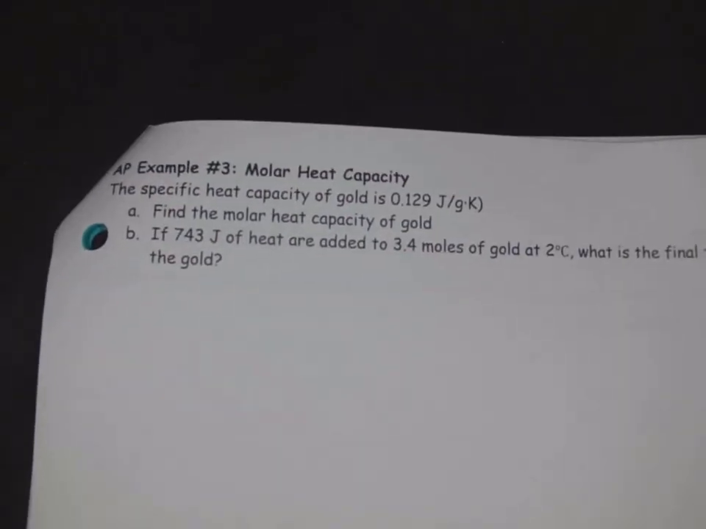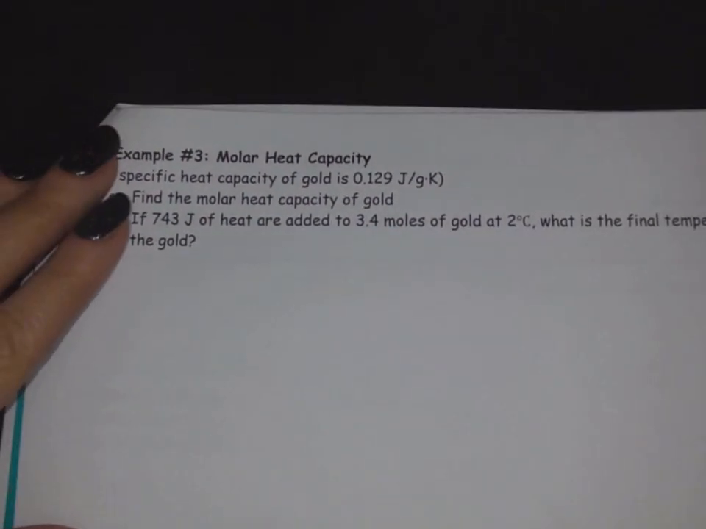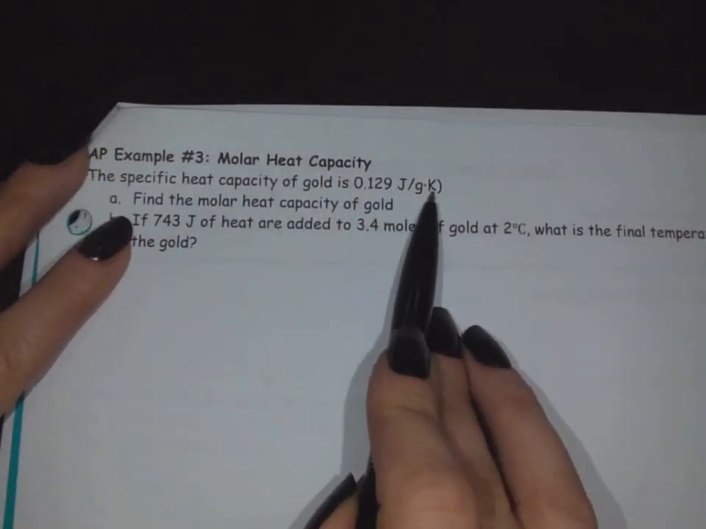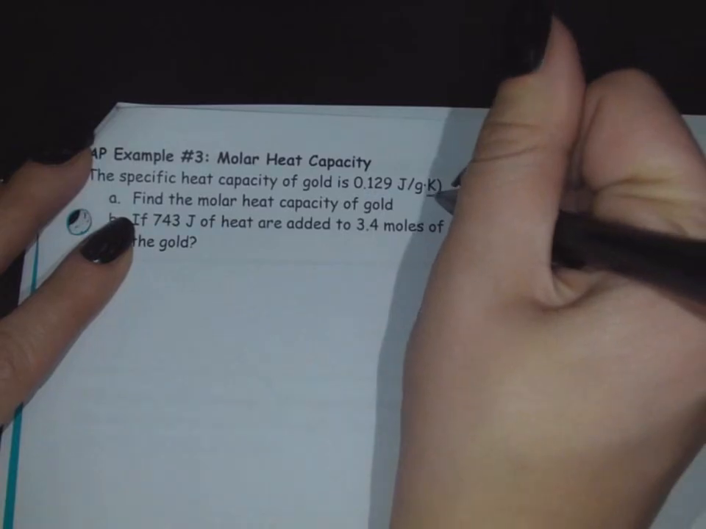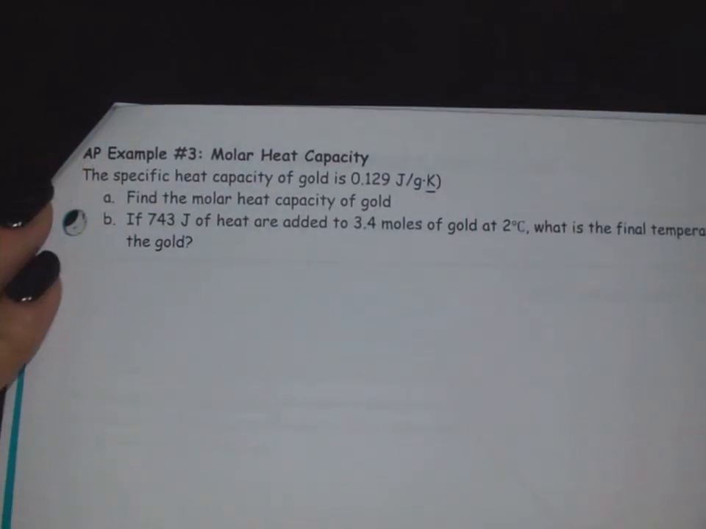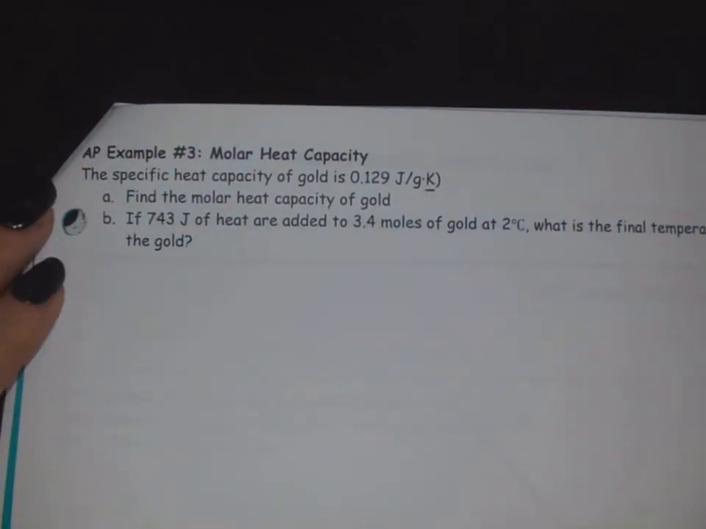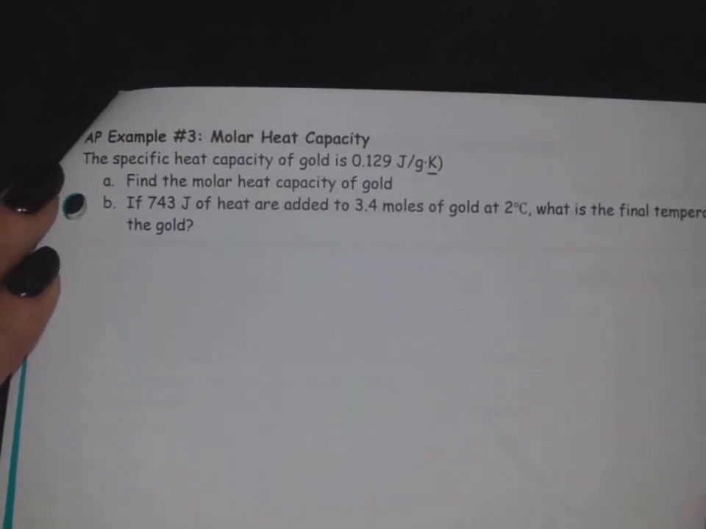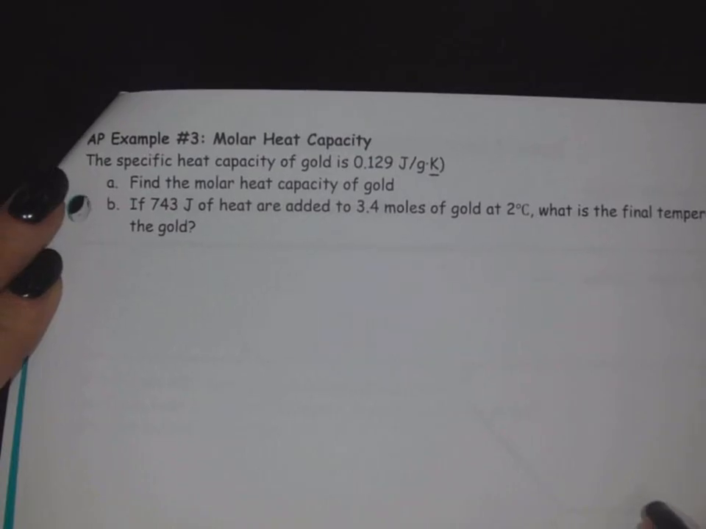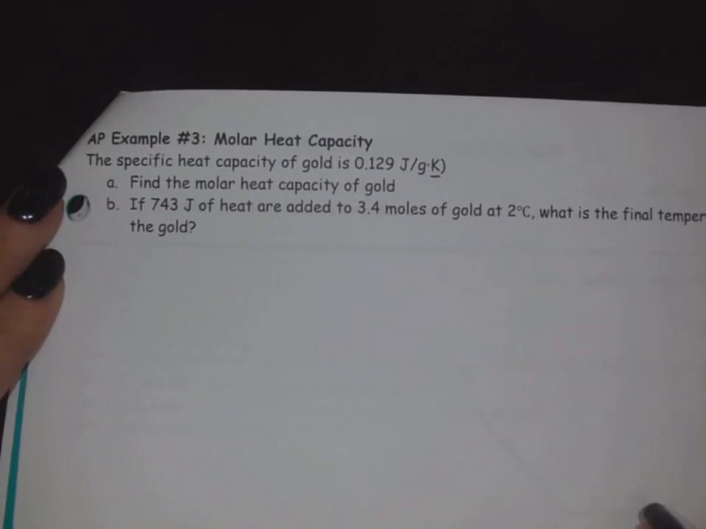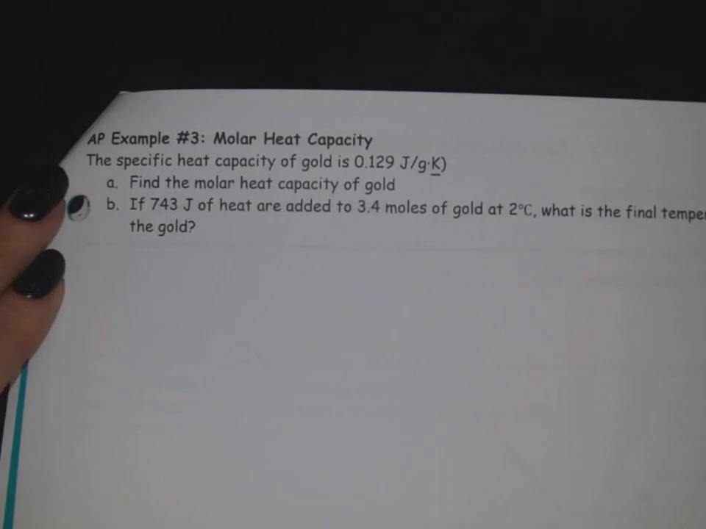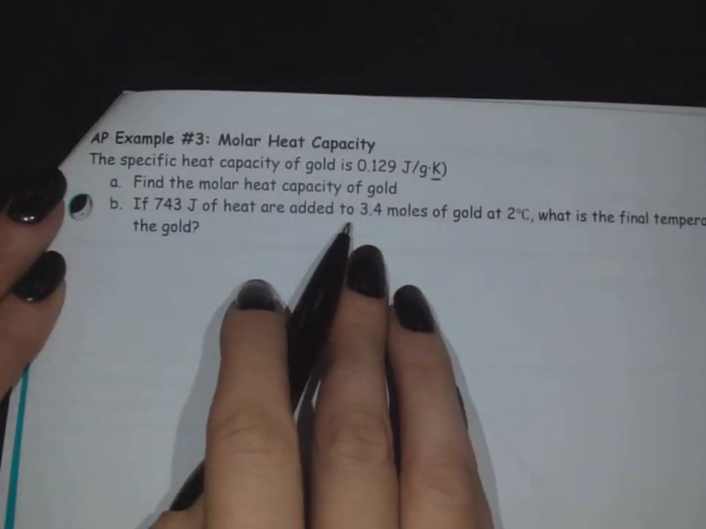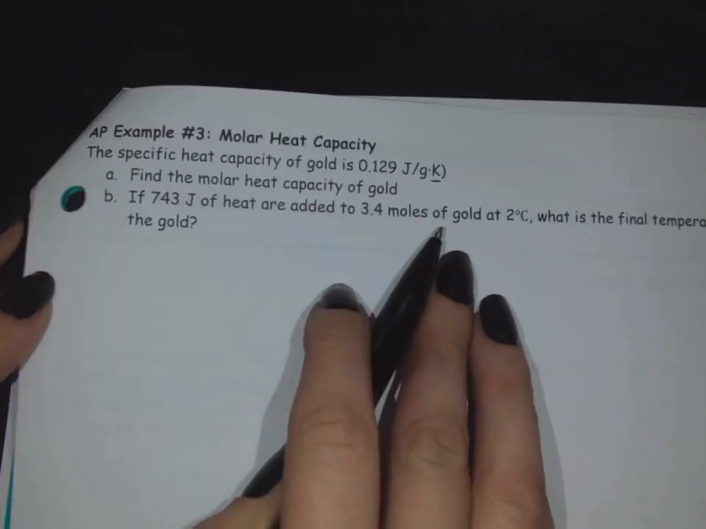So a quick example of this. The specific heat capacity of gold is 0.129 joules per gram Kelvin. Interesting. So my temperature should be in Kelvin, not in Celsius. We're finding the molar heat capacity. So that would be how much heat is gained or lost per mole. If 743 joules of heat are added to that many moles. Okay.